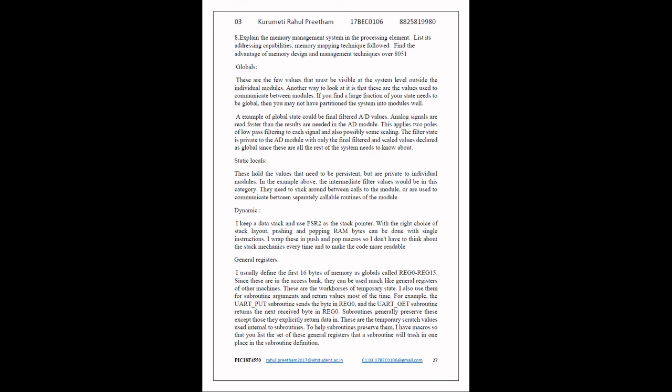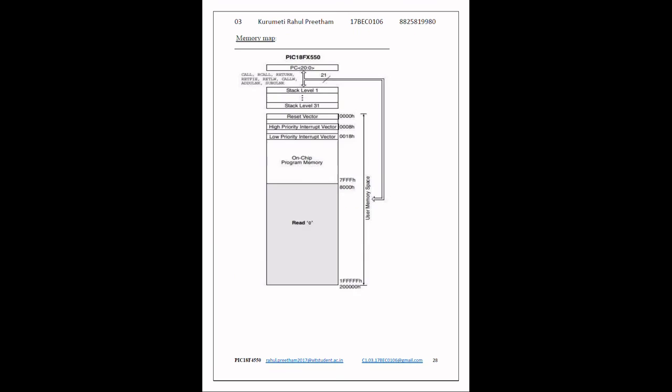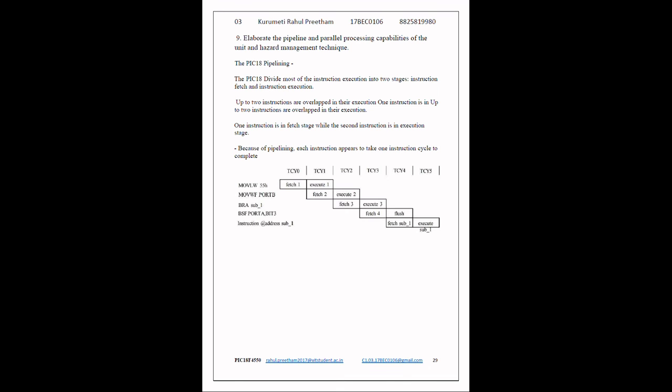These are the different data types present in this device. Next I am going to show you the memory map of this device. This microcontroller follows the pipelining method, where we can do parallel processing. You can see the function of the pipelining in the given diagram.